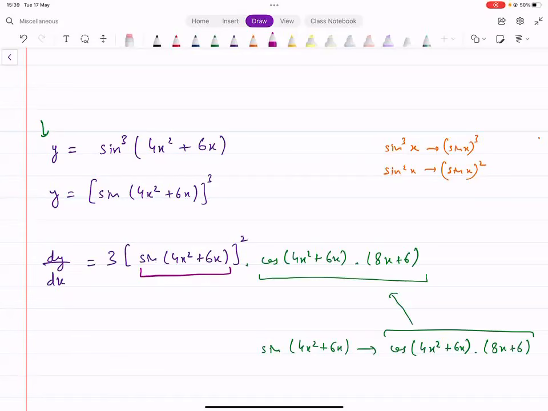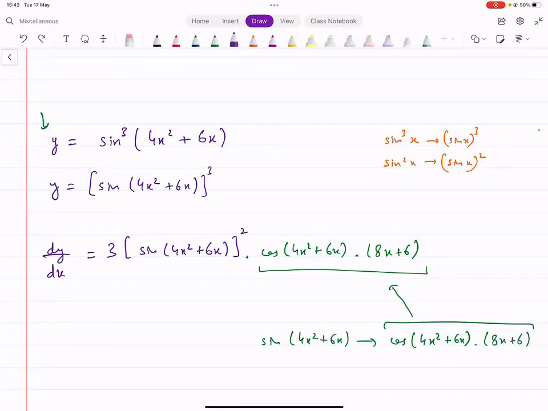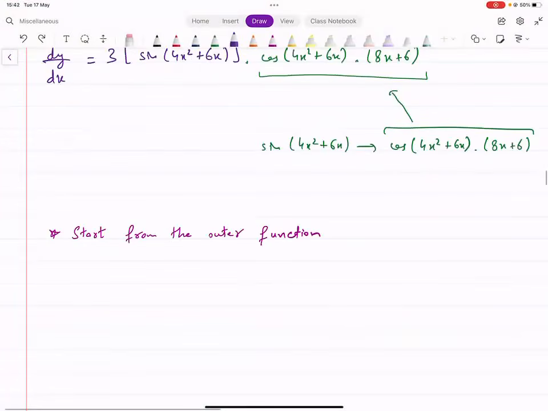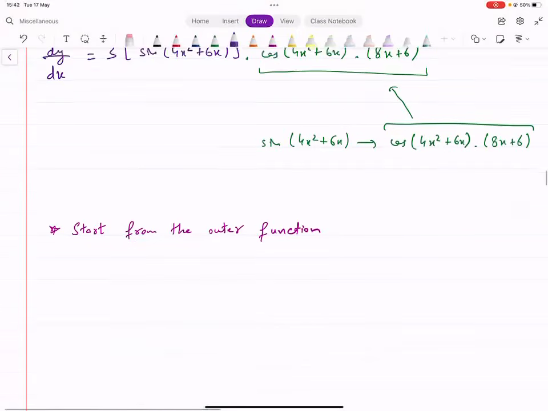Sine के derivative cos होता है. Okay, so that's cos of this whole thing. But then you multiply with the derivative of what is inside here. 4x squared plus 6x के derivative से multiply करेंगे, and that gives you 8x plus 6. And that's your final derivative. Okay, so the bottom line is that you have to start from the outermost function and then you go to the inner functions. Okay, so that's how you differentiate.